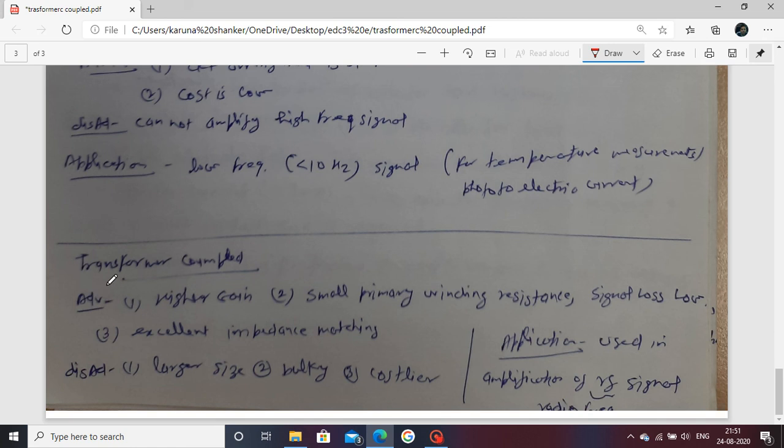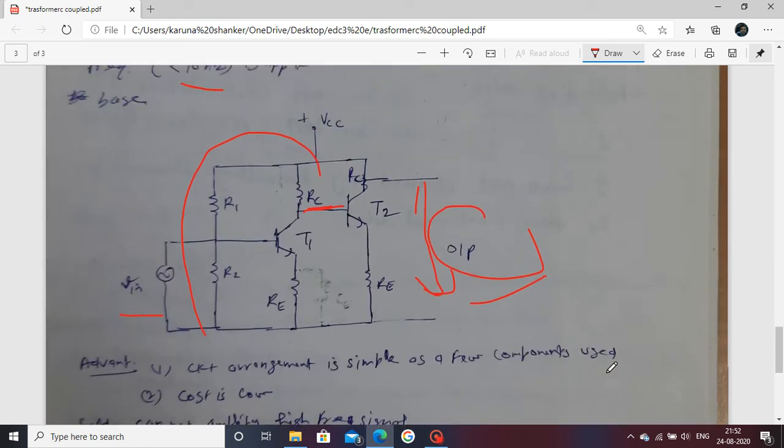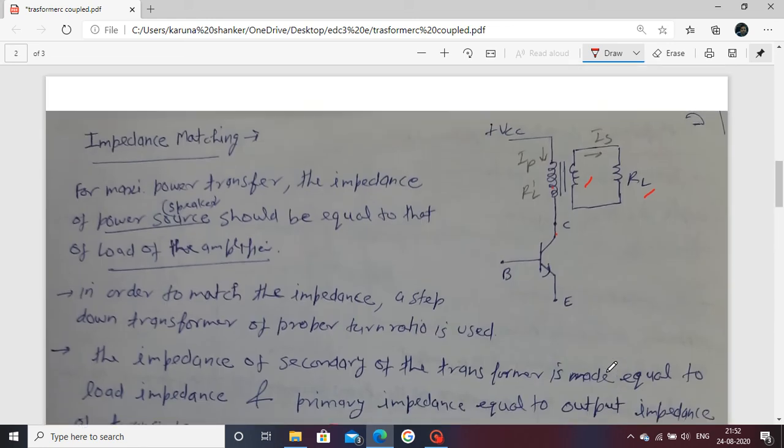Also written is the transformer coupled amplifier application: higher gain, small primary winding resistance, so signal loss is low. Excellent impedance matching is high in the transformer coupled amplifier. Disadvantage is the larger size, bulky and costlier. Used for radio frequency signal amplification. Okay, that's it for today's lecture.